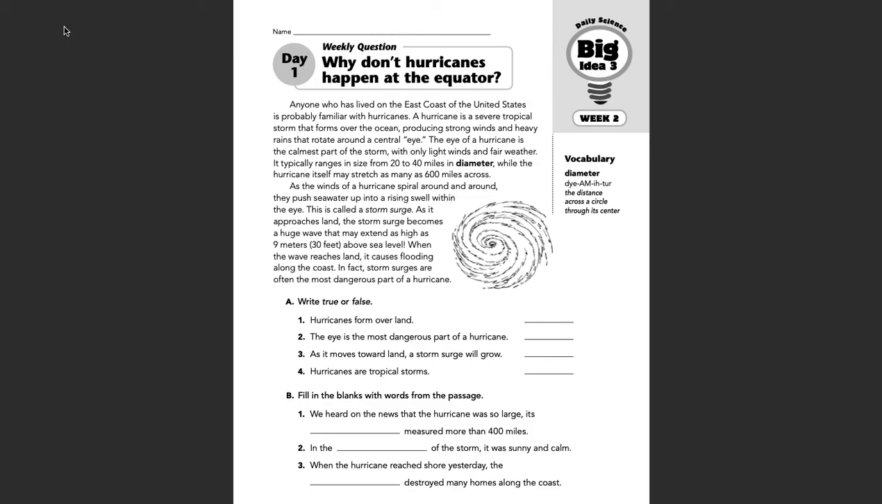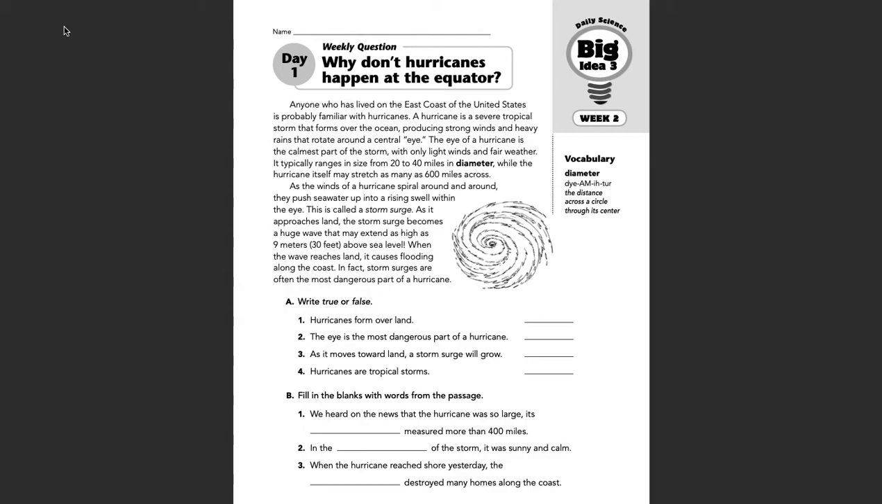As the winds of a hurricane spiral around and around, they push seawater up into a rising swell within the eye. This is called a storm surge. As it approaches land, the storm surge becomes a huge wave that may extend as high as 9 meters or 30 feet above sea level. When the wave reaches land, it causes flooding along the coast. In fact, storm surges are often the most dangerous part of a hurricane.